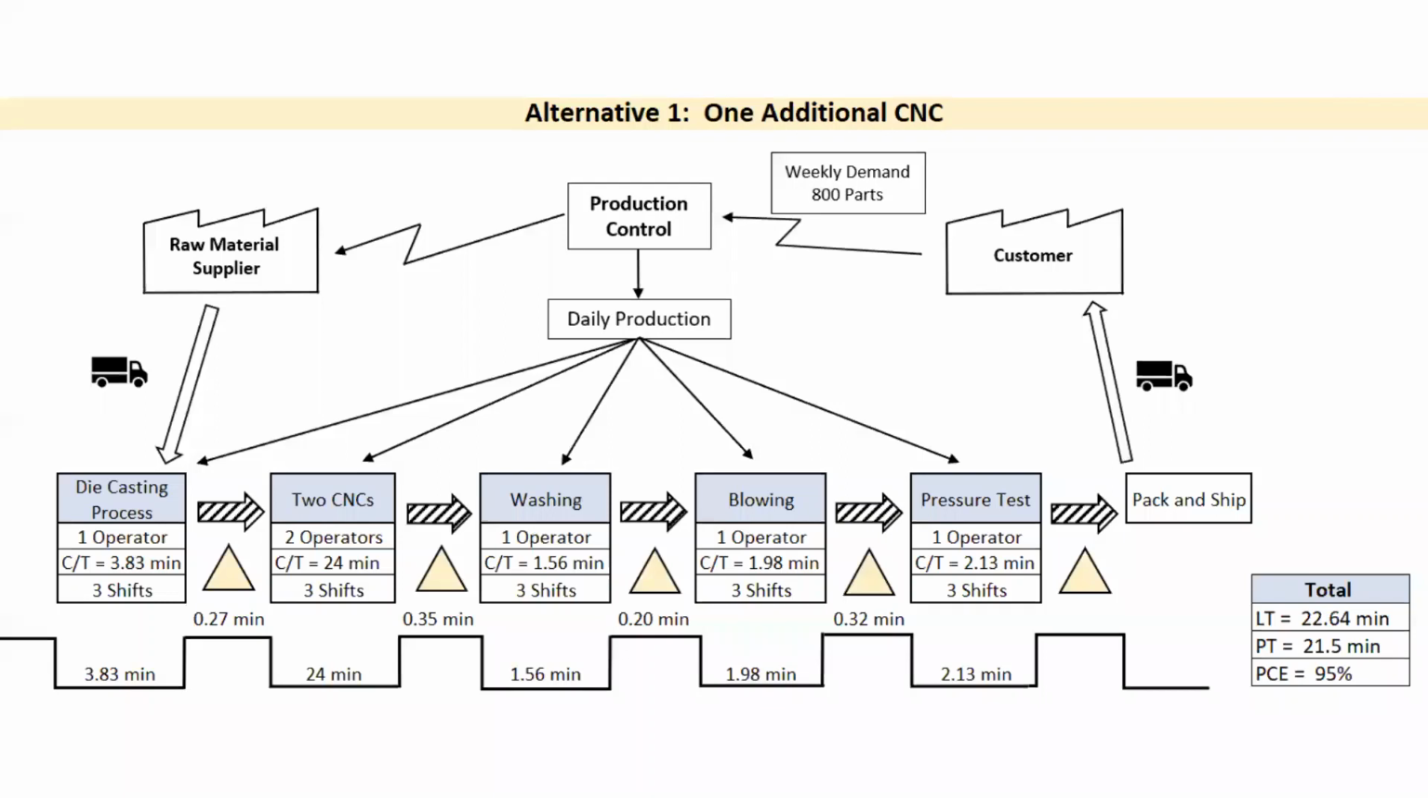In the first alternative, we increased the number of CNCs as well as the number of work shifts from the current state. We also included both CNCs into the work cell, and by doing this, we reduced the travel time from the die casting process to machining. These changes allowed for our total processing time to be reduced to around 21.5 minutes.